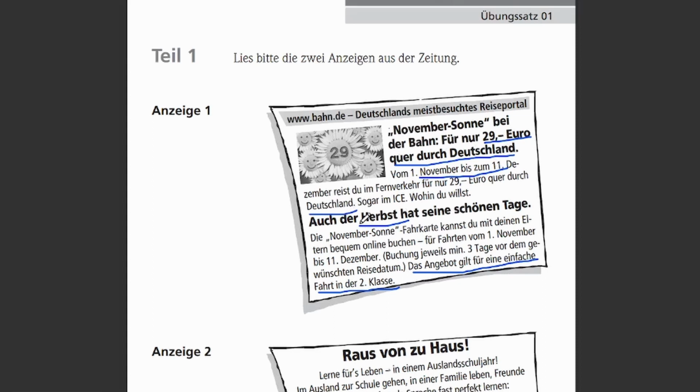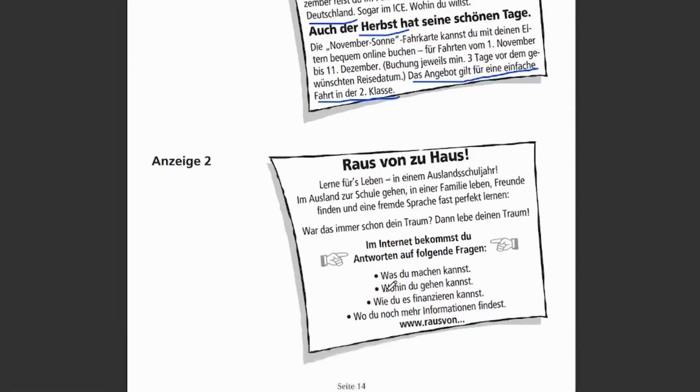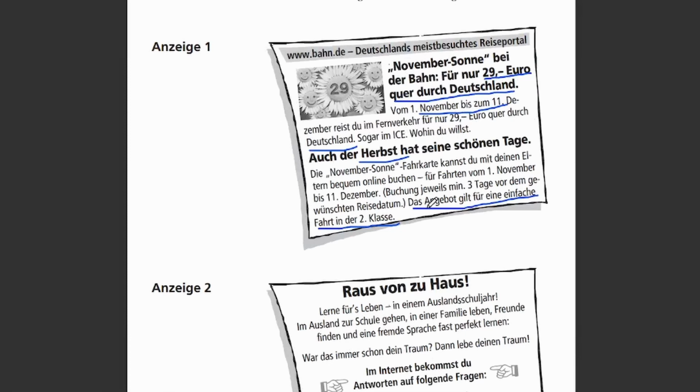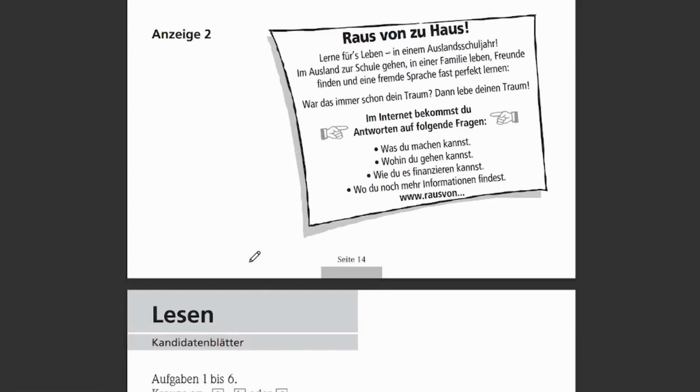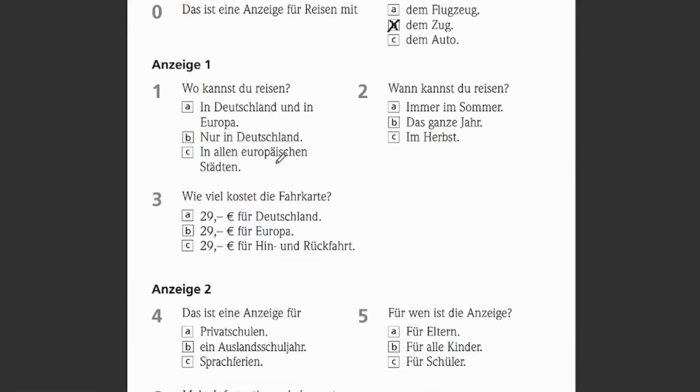So it seems to be in the season, using a train across Germany, one way, in 2nd class. Okay, 2nd class is not the most important, but the most important thing is to answer the question. It is for einfache Fahrt, eine einfache Fahrt, just one direction travel. So now let's answer, wo kannst du reisen? Nur in Deutschland. It's only for Germany. It's not across all EU countries, and not Germany and Europe.